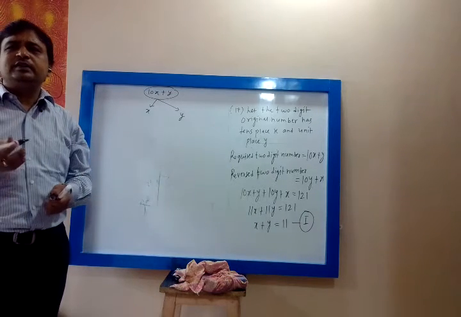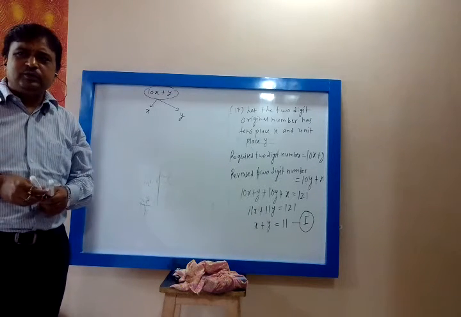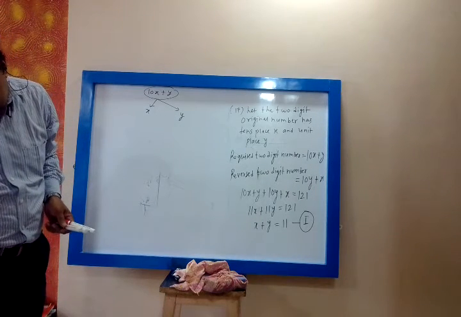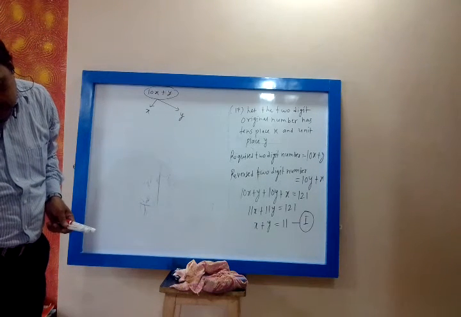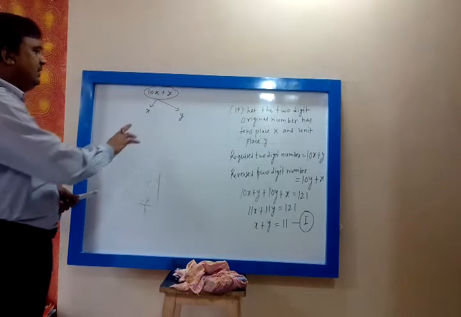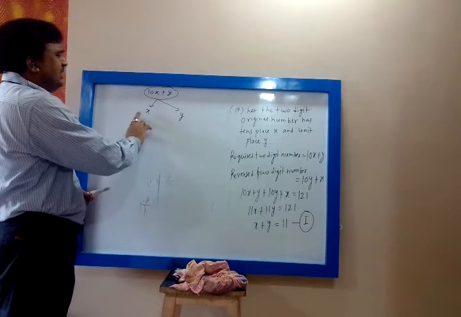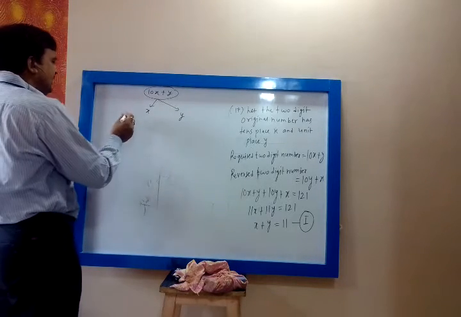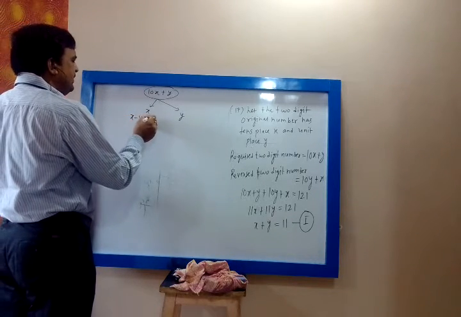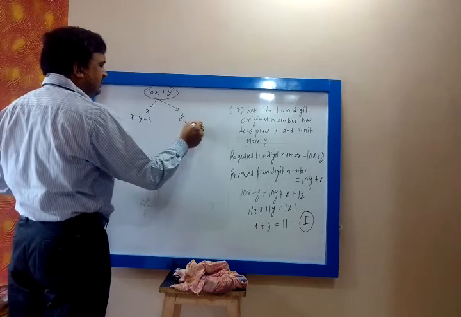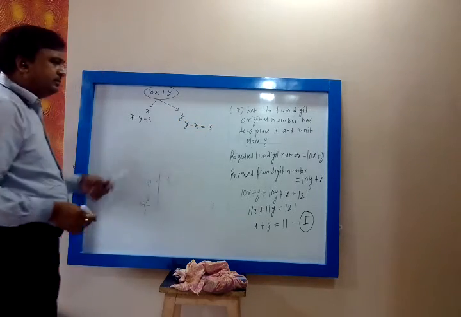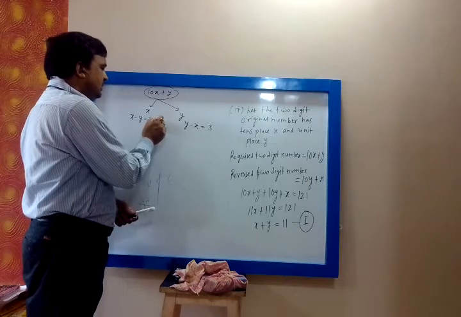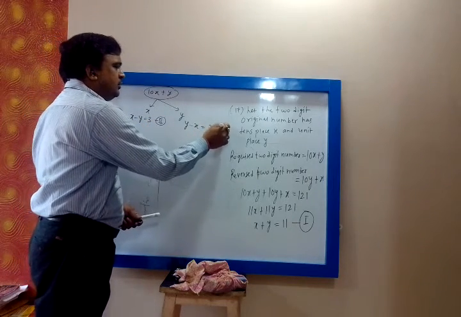You are not sure about which is bigger. Yes or no? My dear, the difference is given as 3. If the digits of the number differ by 3, you are not confident about whether x will be greater than y or y will be greater than x. So both the cases you have to consider. x minus y is equal to 3 and y minus x is also equal to 3. So equation 1, this will be equation 2, and you have to solve both the cases.